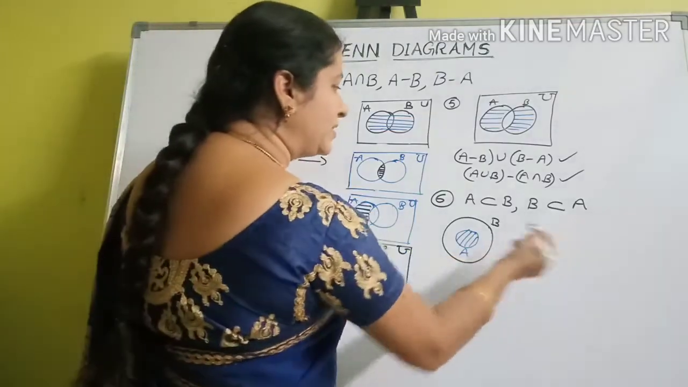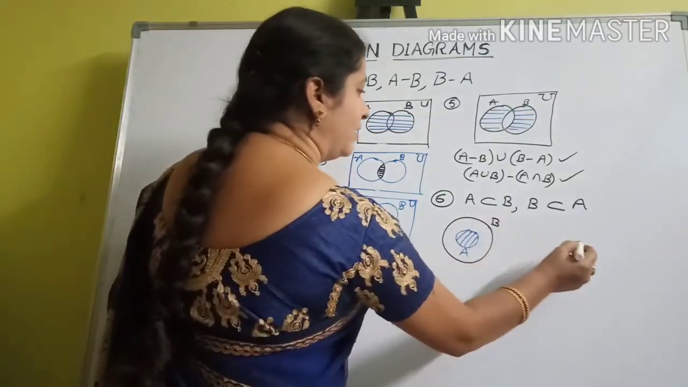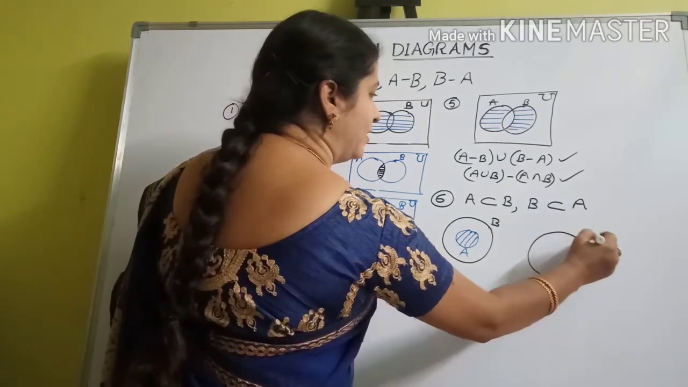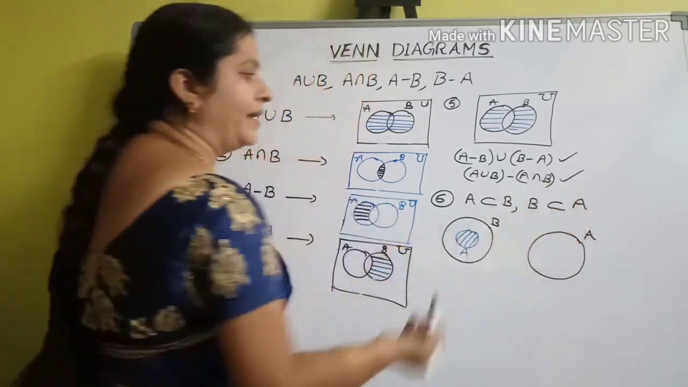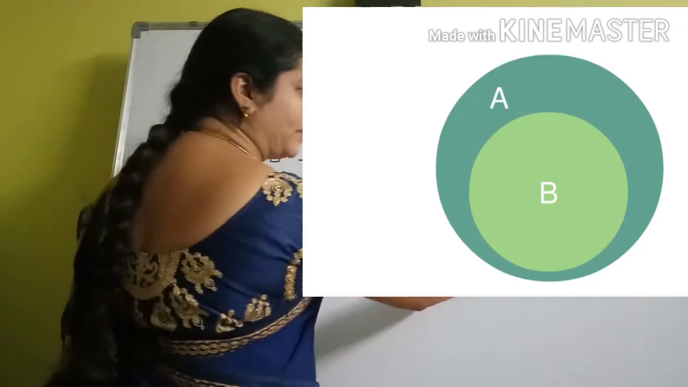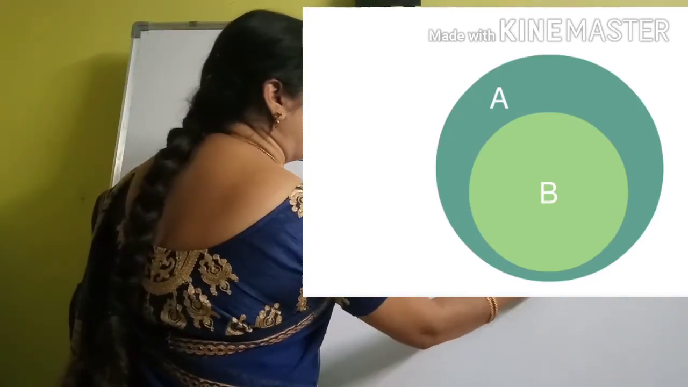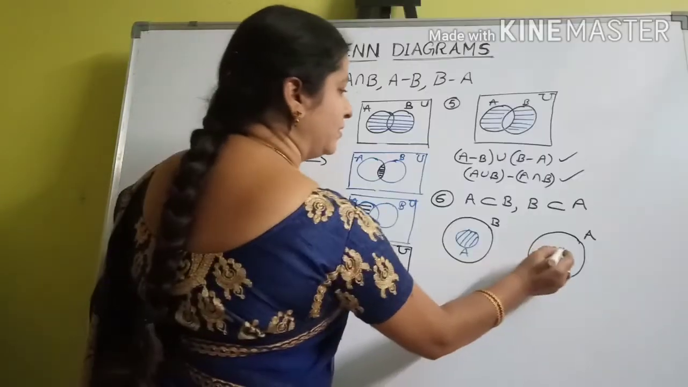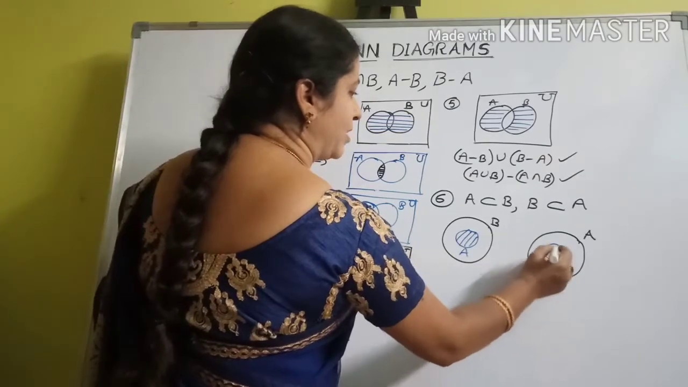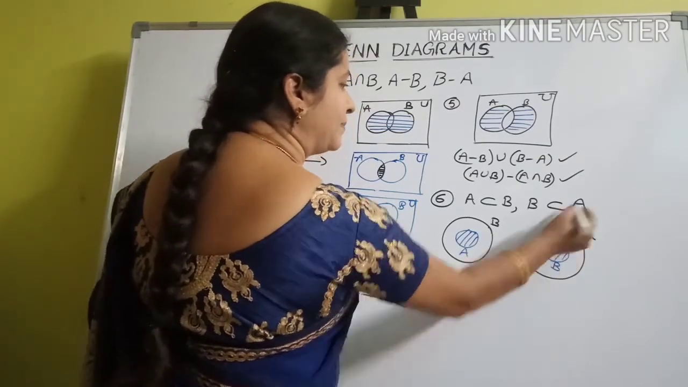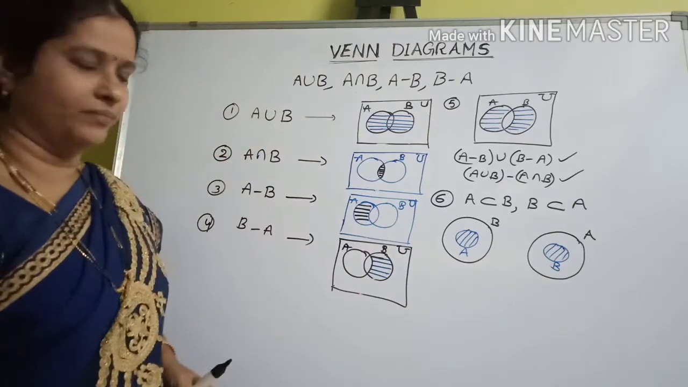So what about B subset A? B subset A means B is the small set and A is the big set. B is a subset of A. So B is the small set. It is the B subset A Venn diagram.